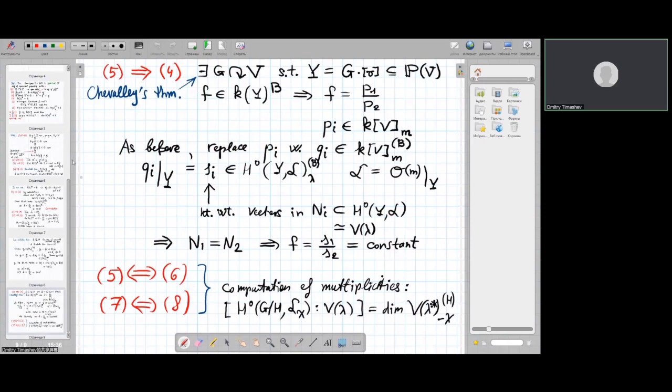Now we have proved that all conditions of the theorem are equivalent. This is the end of the proof of this theorem, which defines the class of spherical homogeneous spaces. As for examples, they will follow in my next lecture.